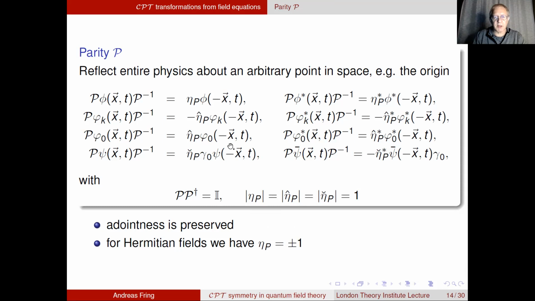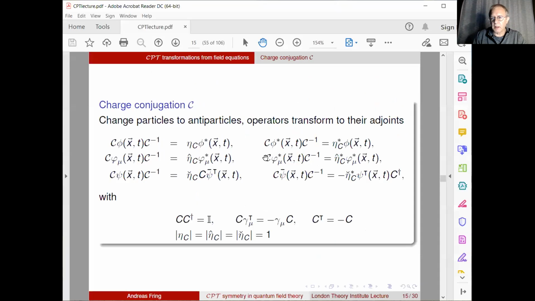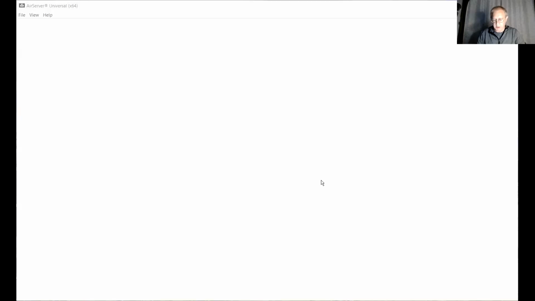And just to see how this works, I want to now show you a little calculation. We don't want to check all of them, but just to see how this works for these parity transformations, I will show you now a little calculation. So I think you can see this now.